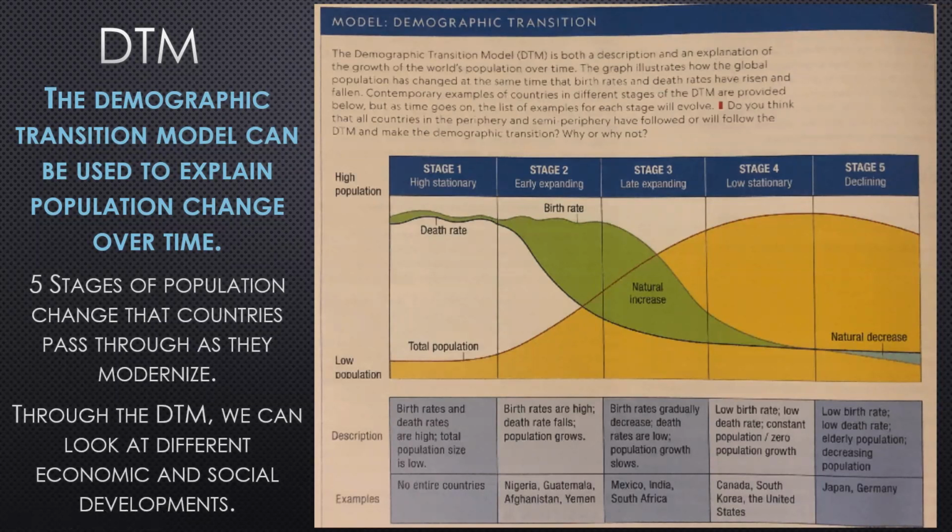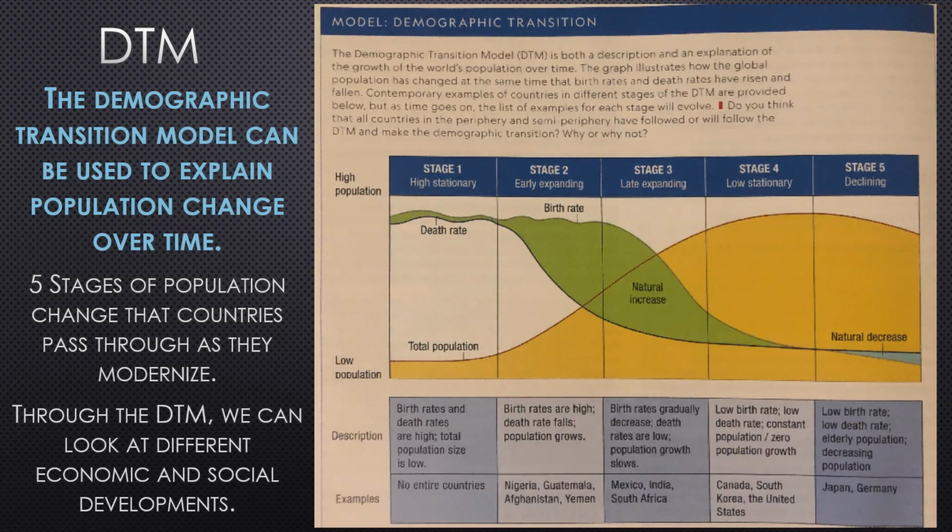I think this model here is one of the better looking ones and one that's easier to examine. So you can pause the video and take a look at it before I go through each of the stages. All of this is going to be looking at birth rate, death rate, and population growth. The DTM, demographic transition model, can be used to explain population change over time, and there are 5 stages of population change that countries pass through as they modernize. By looking at the DTM, we can look at different economic and social developments over time.